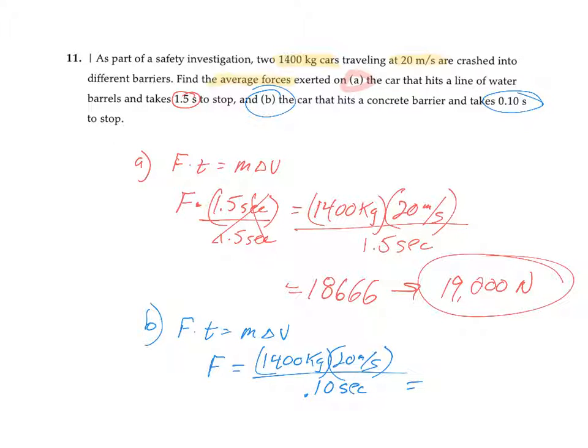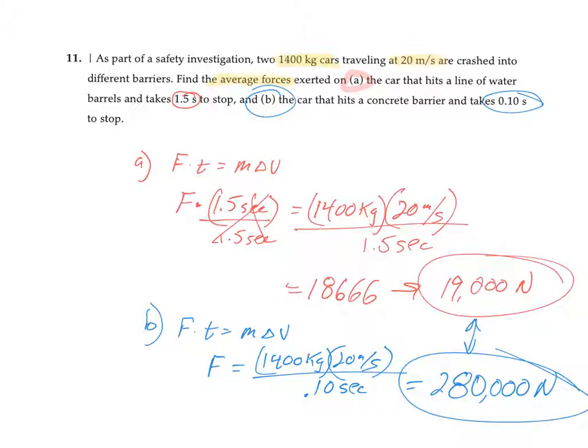You should get a huge number now, right? 280,000 newtons. That's crazy big. Yes, if you compare the two, it's a lot bigger. As the time goes down, the force goes up, and we just proved it with math.